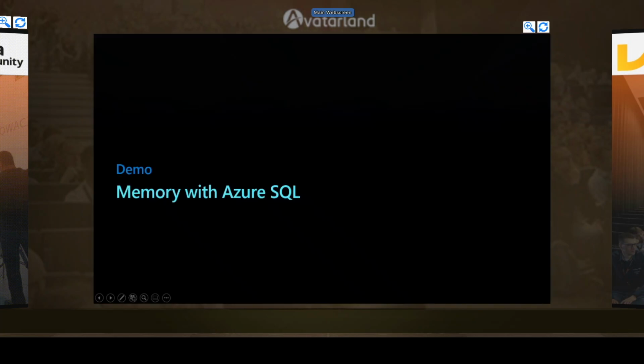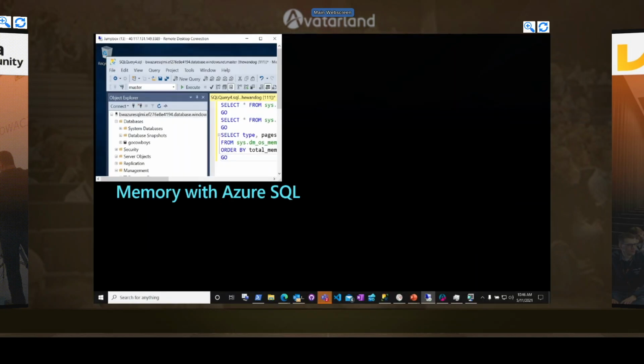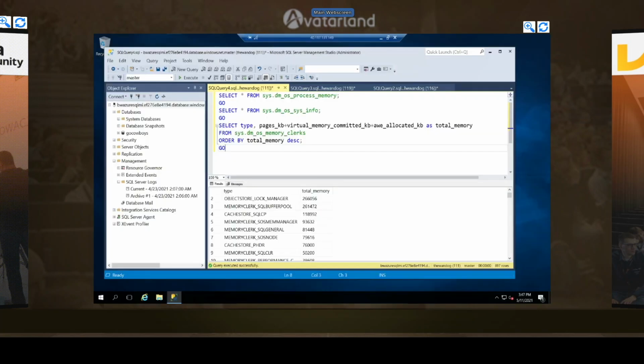So let's briefly take a look at something I've got set up here. In Azure, I've got a VM set up, and I'm connected to a managed instance.